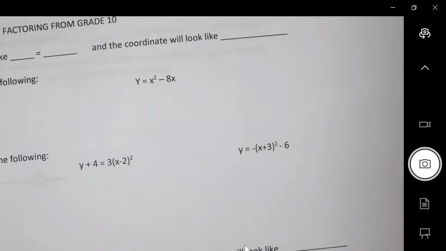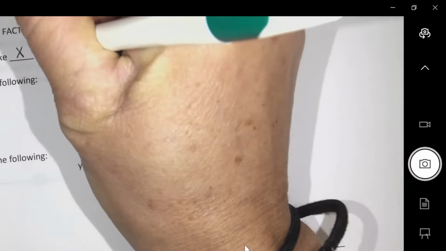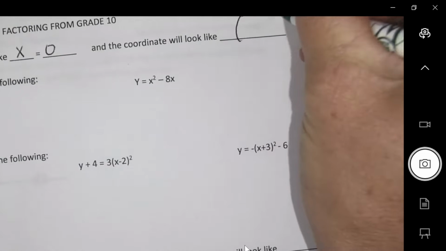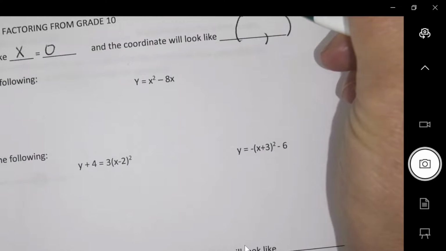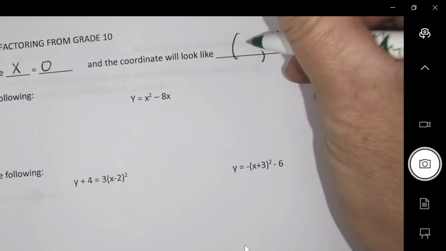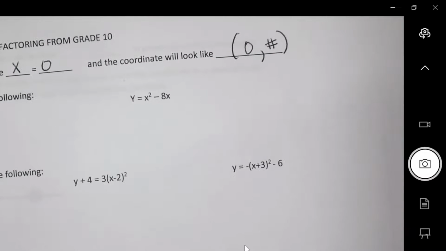Alright, to find a y-intercept, we need to make what equal to what? We have to make the x be 0, which will cause a coordinate to look like this. What would the actual coordinate of the point become? What do we know about this? 0 and then whatever, right? Whatever your y number would be.